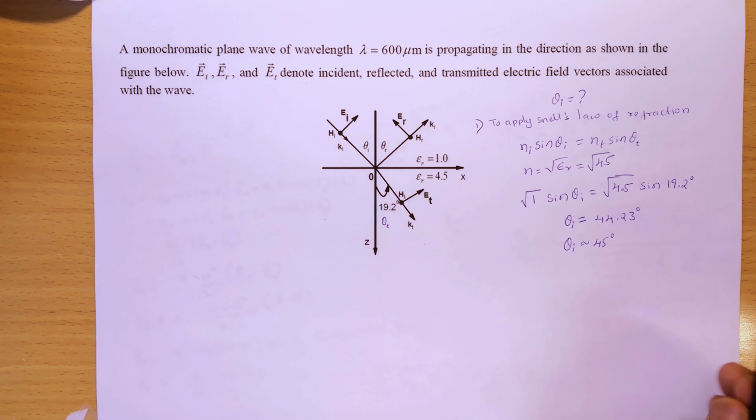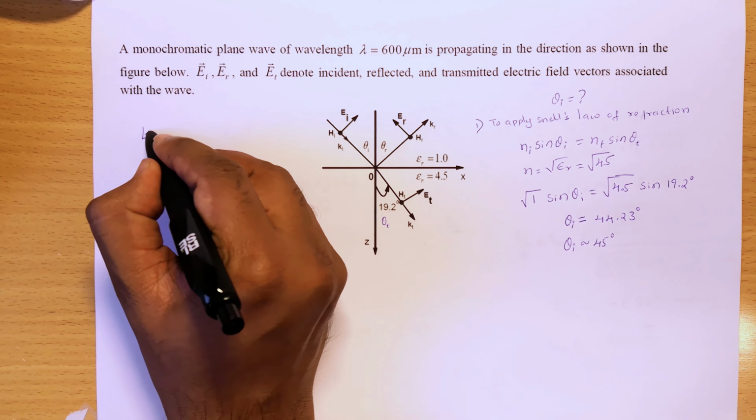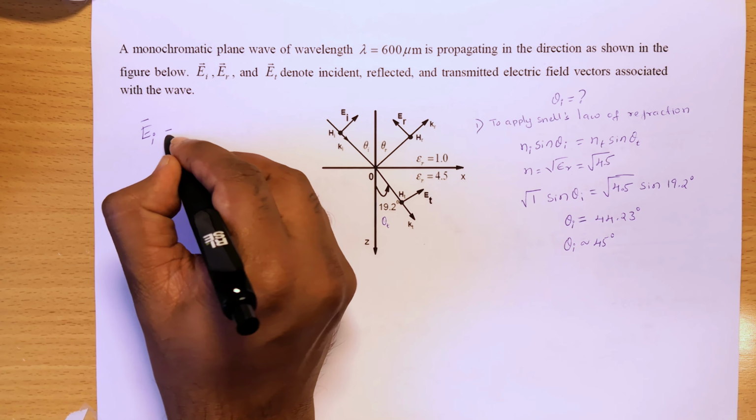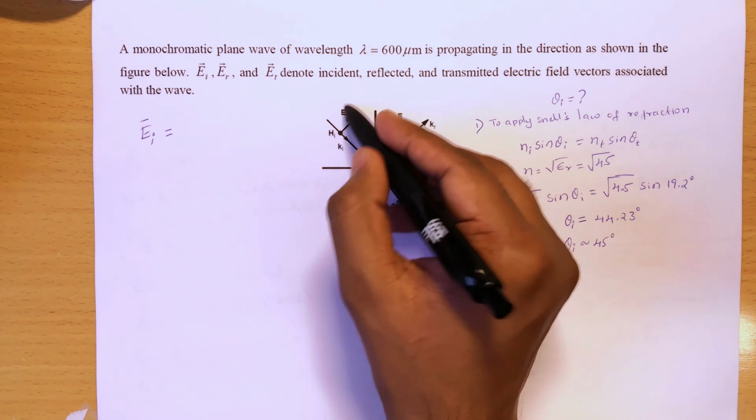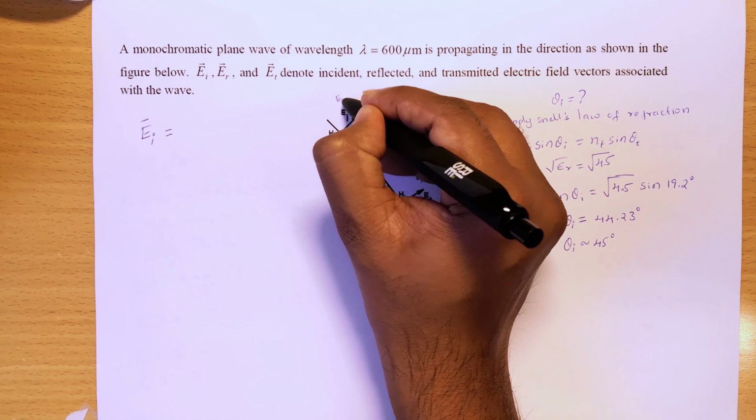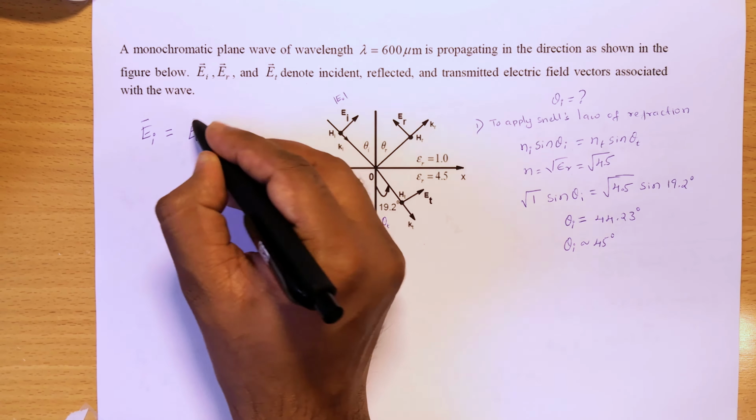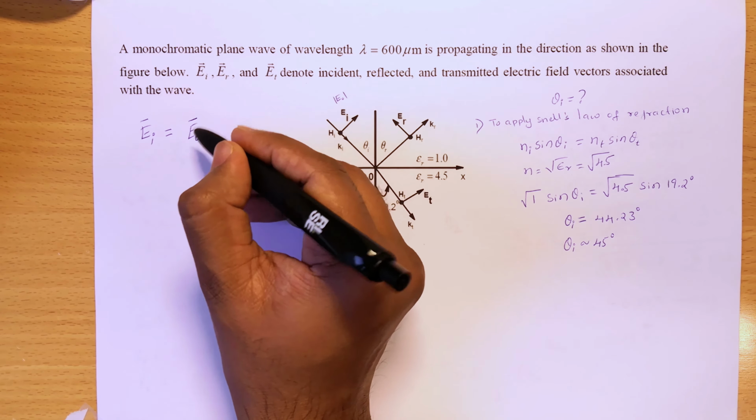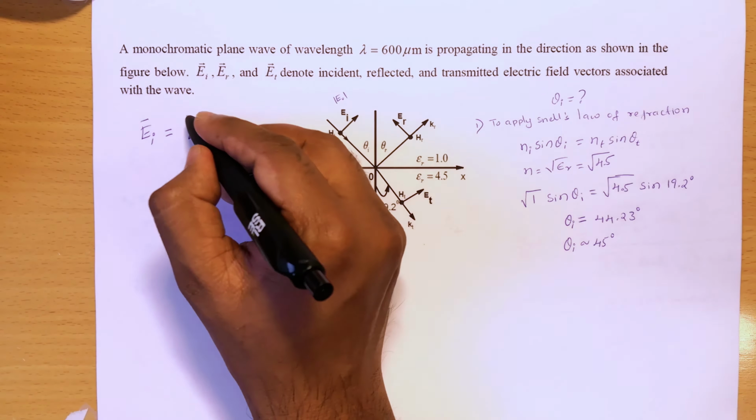So the first thing is that we found out what theta I is. The second thing is to find the expression for EI. EI is the electric field, and the electric field of this wave can be written as EI, which is a vector, is equal to, let's just say that E naught is the magnitude of this electric field. So E naught is the magnitude of this electric field.